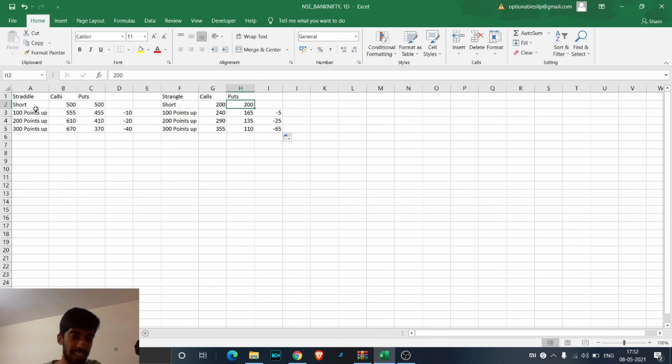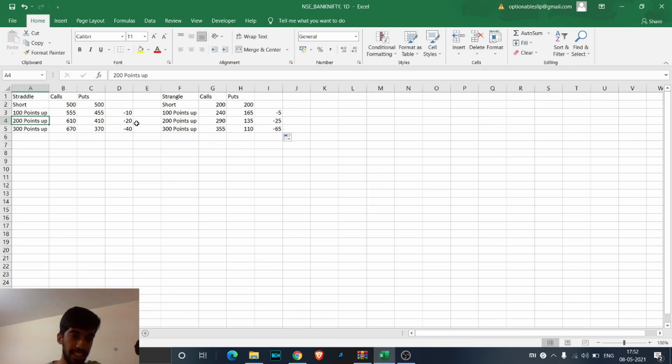Now let's say there is a 100 point up move immediately within the next 2 minutes. We have considered theta to be 0. There is no effect of theta at all. There is no effect of vega. So when you remove the effect of vega and theta, let's say there's an immediate 100 point move. This call option is going to go to 555 and this put option is going to fall to 455. So you are going to have a loss of almost 10 points.